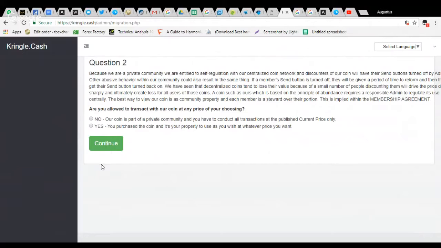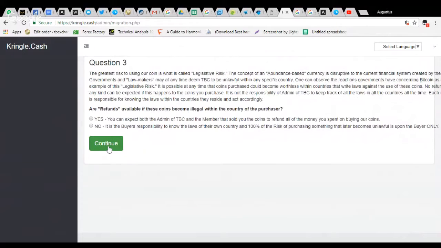So the first answer supplied is no, our coin is part of a private community and you have to conduct all transactions at the published current price only. The second answer is saying yes, you can purchase the coin at any price. No, so this is the right answer we go for. Move on to question 3.